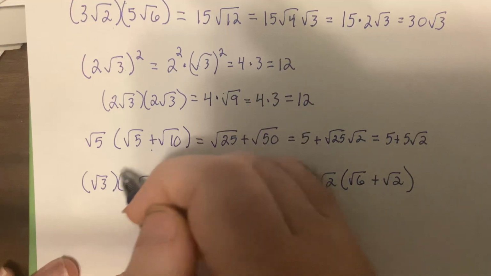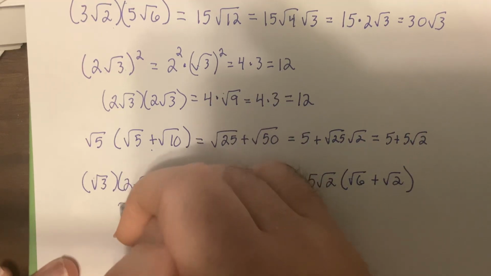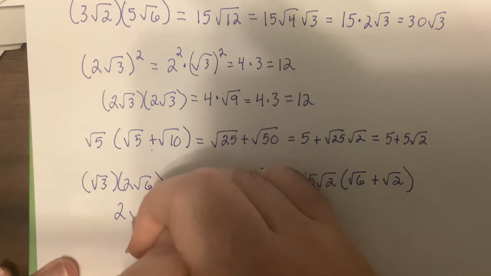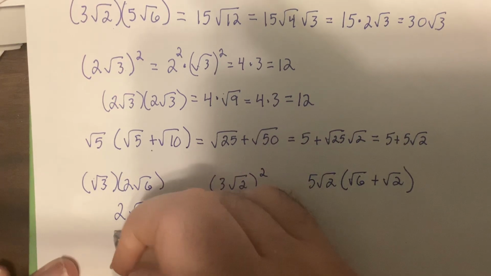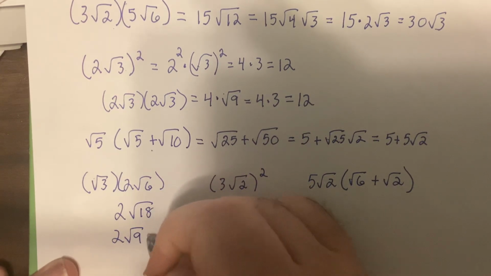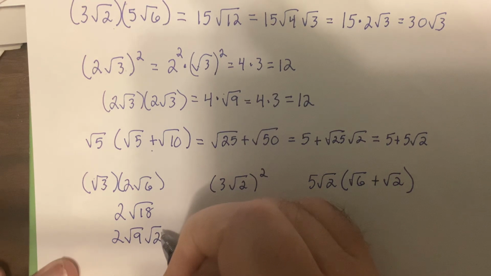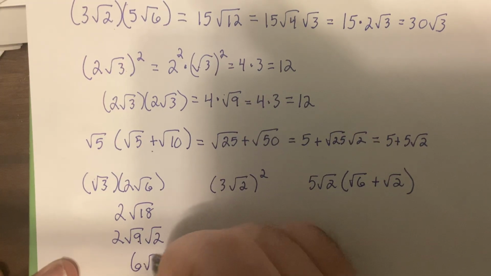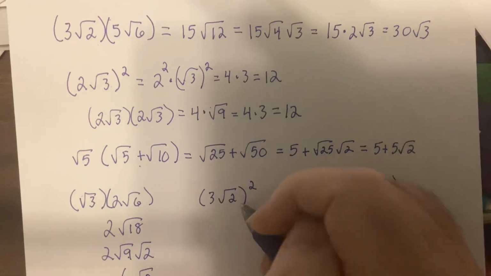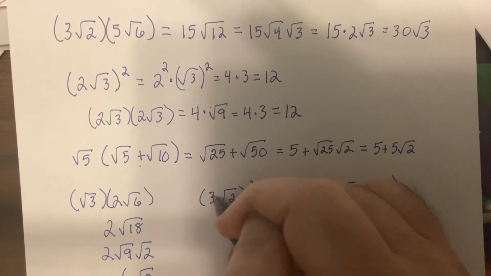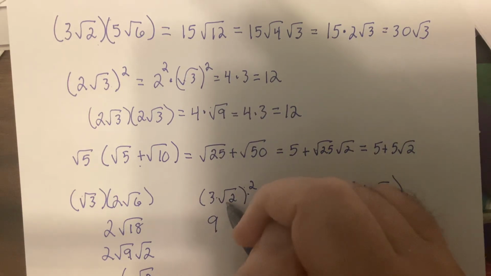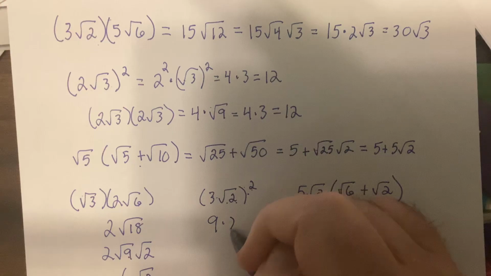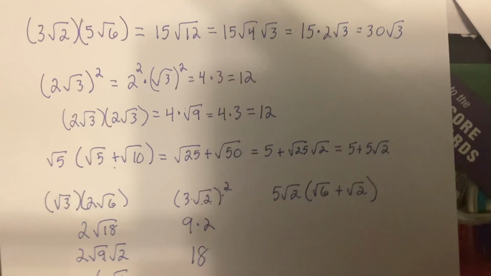Okay, so 1 times 2 is 2. Square root of 3, square root of 6, square root of 18. So it's 2, square root of 9, square root of 2. And square root of 9 is 3. 3 times 2 is 6. Here we just square both terms. 3 squared is 9. Square root of 2 squared is 2, so it's 18.